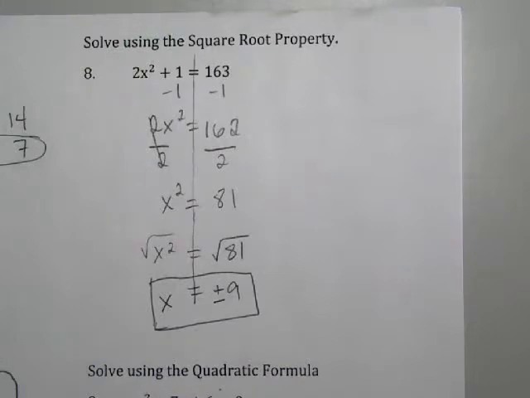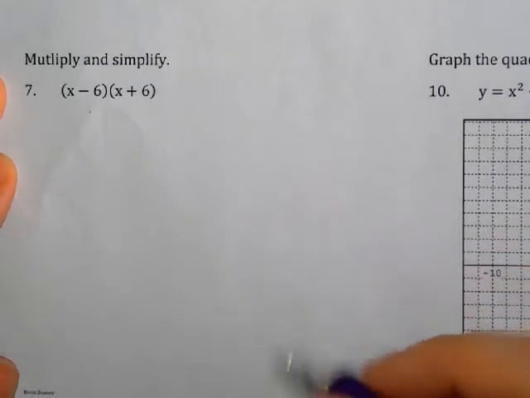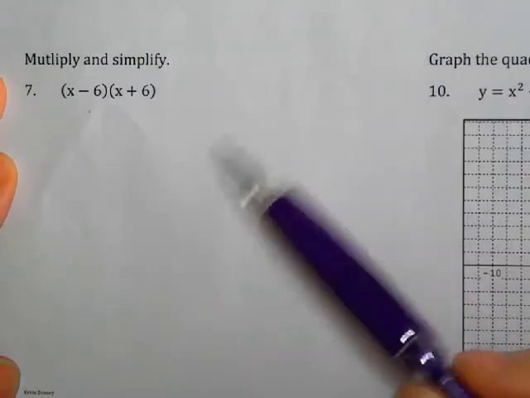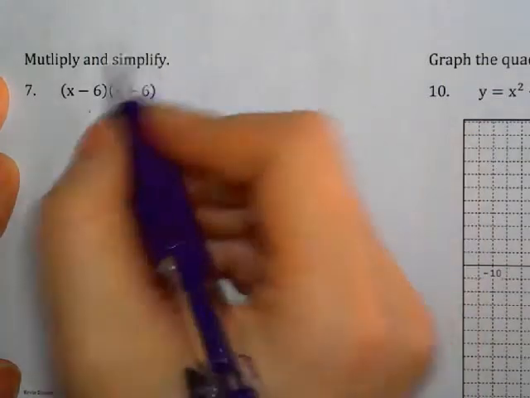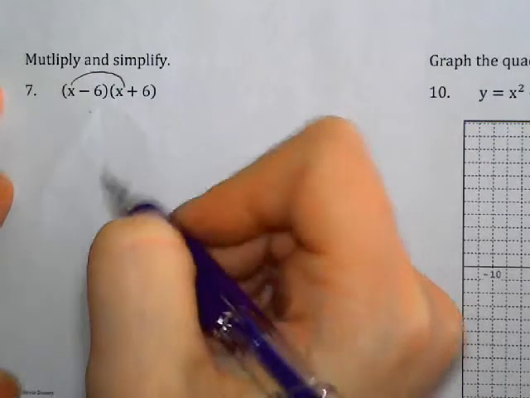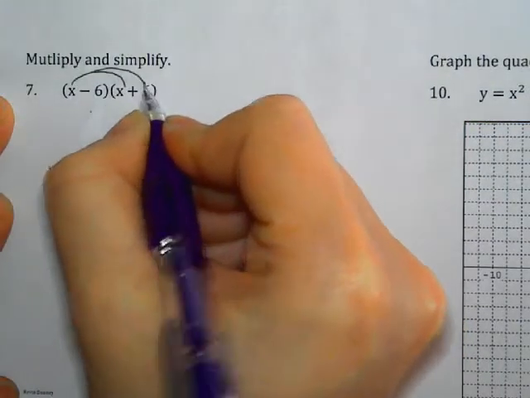All right. I am going to, once again, jump down to number 7, because 6, 9, and 10 all have to do with graphing that parabola. So what I'm going to do is jump down to number 7, multiply and simplify. This one, very much like number 1, I can either use the box method or the FOIL method. So what is x times x? And x times positive 6?